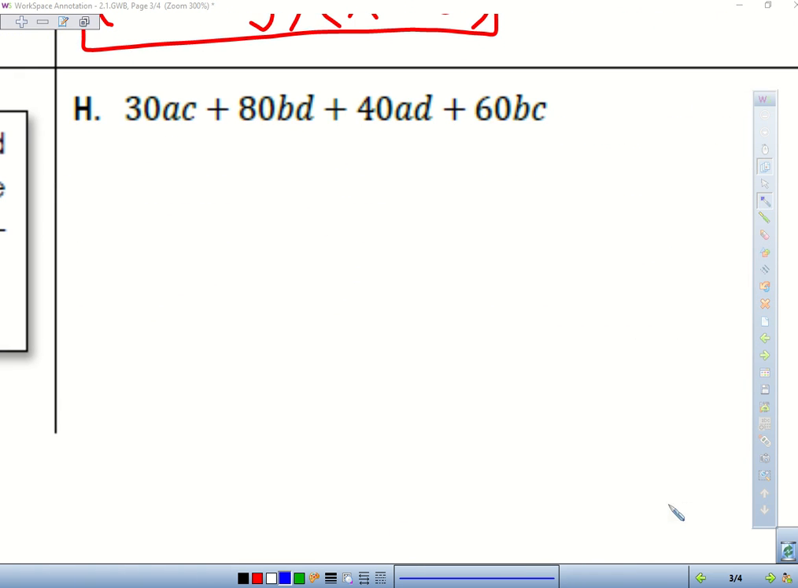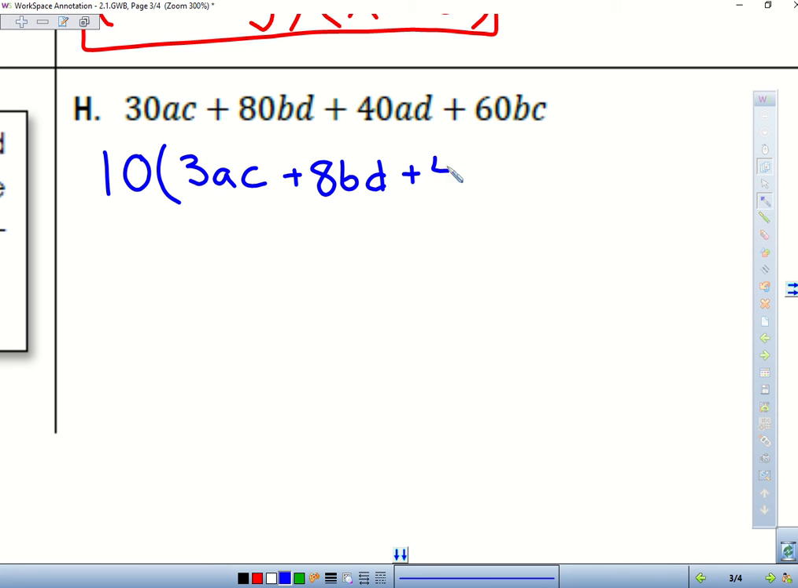What is the overall GCF for h? 10. We're going to take out a 10. Now, here's where factor by grouping has some limitations and you have to be careful. If I try to group the first 2 together, can I take anything out? No. So this is where rearranging comes into play.